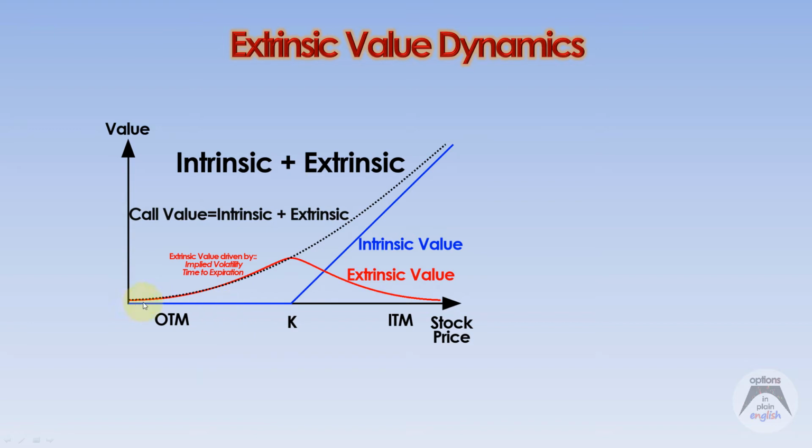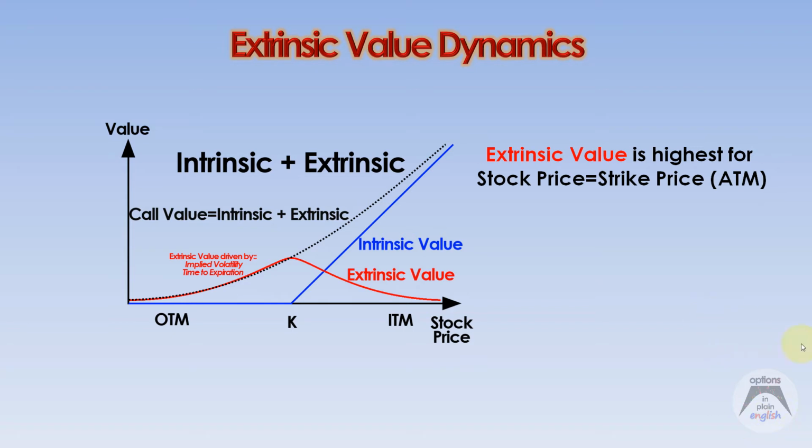So in summary, intrinsic value only exists for underlying prices or stock prices that are higher than the strike price, and extrinsic value exists for every price, but the value is the highest at the strike price and starts going down as you go further and further away from the strike price. So extrinsic value is the highest for the point where the stock price is equal to the strike price, pretty much when the strike price is at the money.